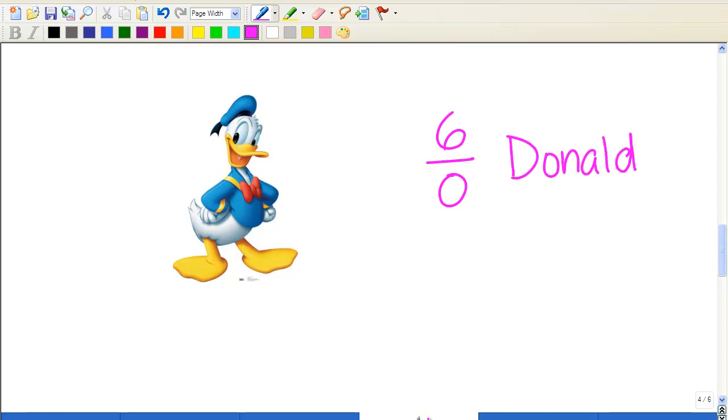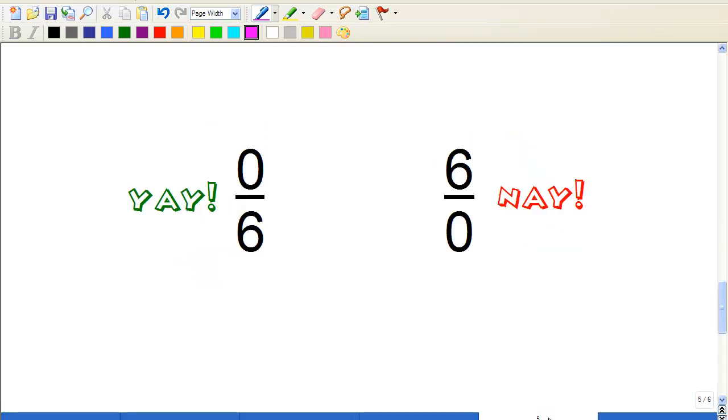And this is simply a way of helping us to remember that it's not okay to have the 0 on the bottom, but it is okay to have the 0 on the top. So this is a Donald Duck fraction, and it's not okay. It's not acceptable. So, yay for having the 0 on top, nay for having the 0 on the bottom. And the key word to remember is the word undefined. And the way we're going to remember it is Donald Duck fractions.